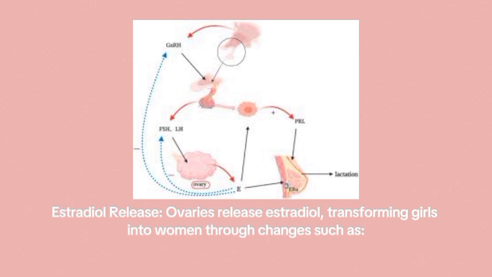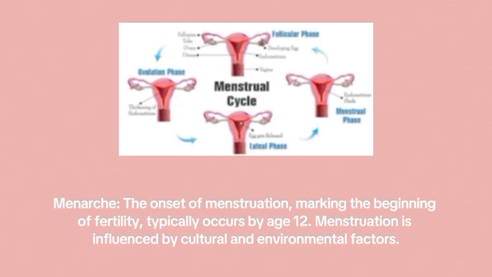2. Female development. Estradiol release. Ovaries release estradiol, transforming girls into women through changes such as development of breasts, widening of hips, increase in body fat. Breast development may start around age 10. Menarche, the onset of menstruation, marking the beginning of fertility, typically occurs by age 12. Menstruation is influenced by cultural and environmental factors.